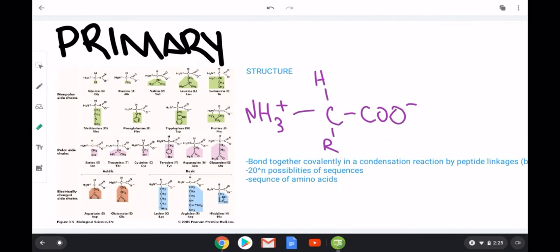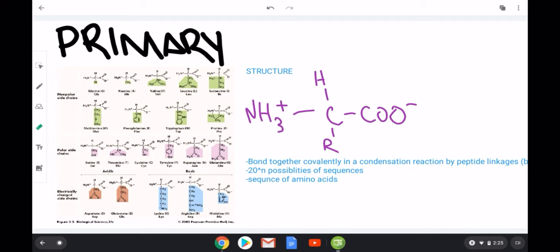With proteins, you begin with the primary structure. The structure of an amino acid consists of an amino group, which is the NH3+, and a carboxyl group, which is a COO-. These are attached to a carbon, which is attached to a hydrogen and an R group.